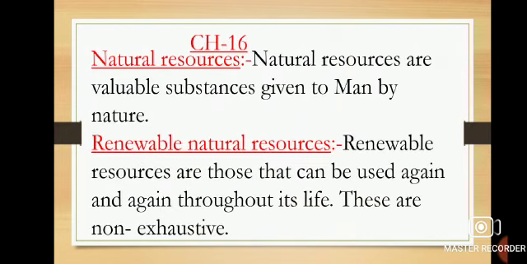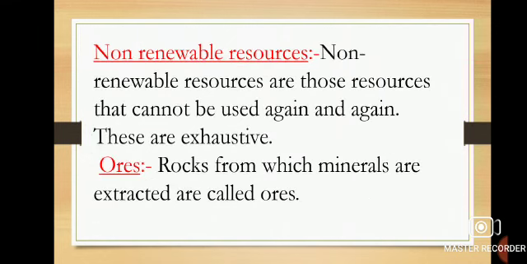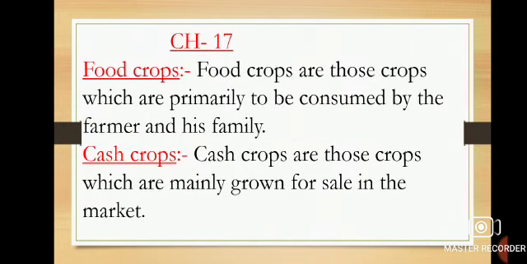Next is chapter number 16, natural resources. Natural resources are valuable substances given to man by nature. Renewable natural resources are those that can be used again and again throughout their life. These are non-exhaustive. Non-renewable resources are those resources that cannot be used again and again. These are exhaustive. Ores: rocks from which minerals are extracted are called ores.